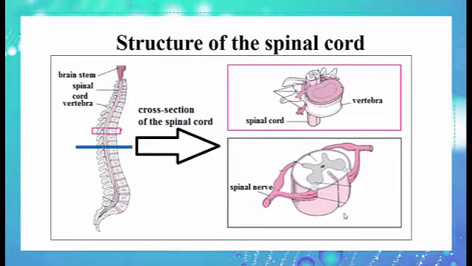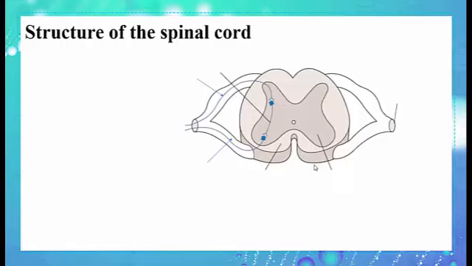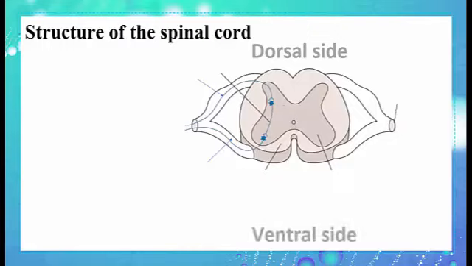If we make a cross section of the spinal cord, we cut it like this, we see that the spinal cord has this shape. This is the spinal cord after making a cross section of it. To label a spinal cord, to know the structure, the parts of the spinal cord: this is the dorsal side, the side of the back, and this is the ventral side, which means the frontal side. We have two types of matter. The matter which is here is called white matter, and the matter which is inside in the center is called gray matter. So the white matter outside and the gray matter inside.